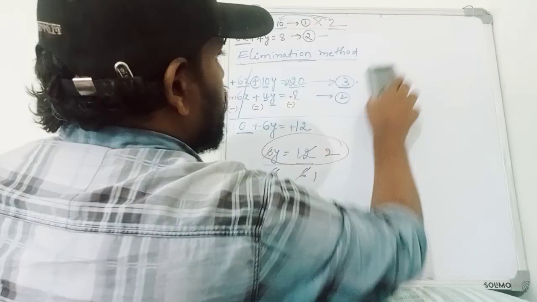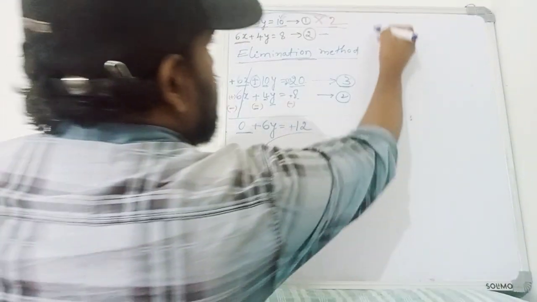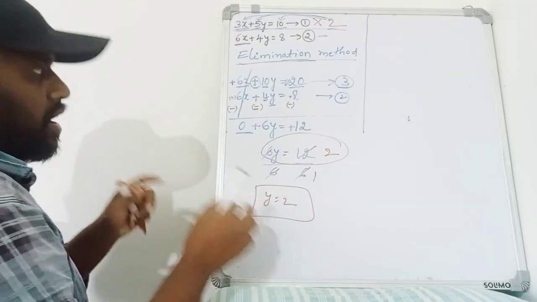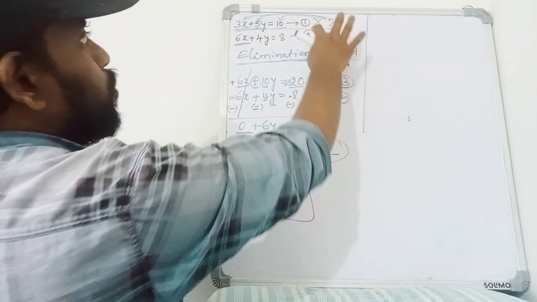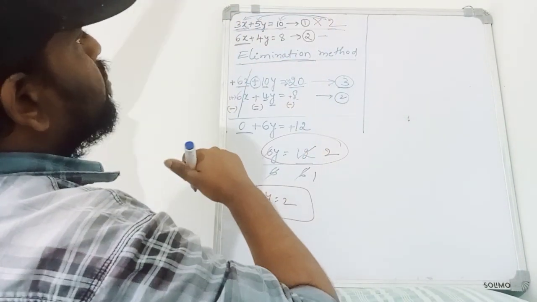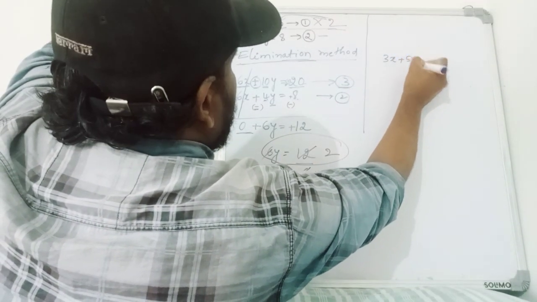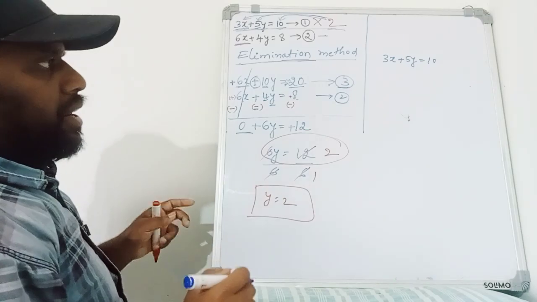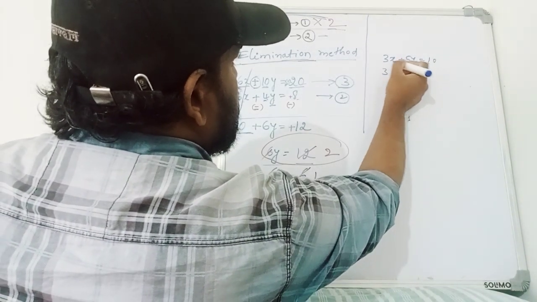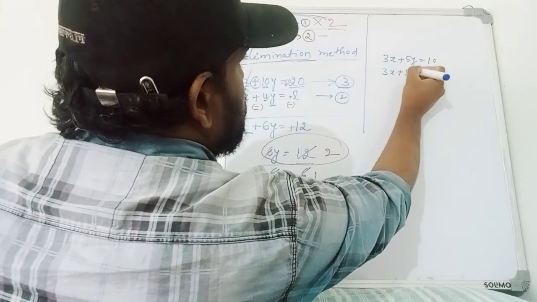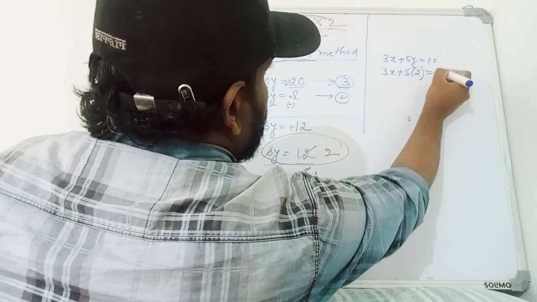Next we need to find the x value. To find that x value, what you have to do? You can consider any one of these two equations. You can take either 1 or 2. So I will take the first equation only, 3x plus 5y is equal to 10. Now to find x, substitute this y value into this equation. So 3x will be as it is, plus this 5, in place of y I am putting this 2, so into 2 that is equal to 10.